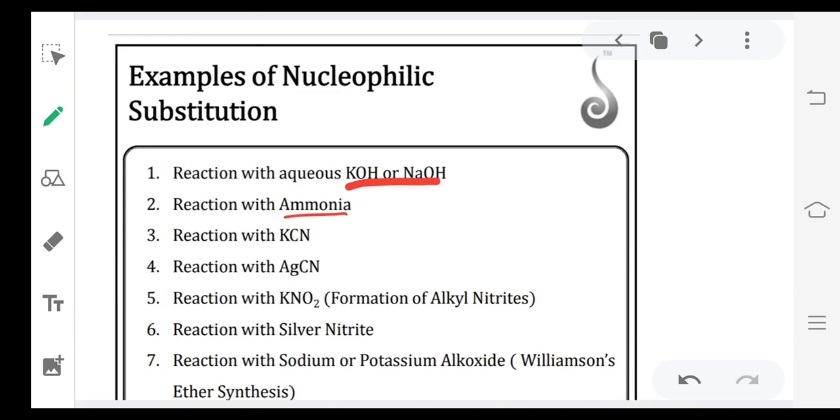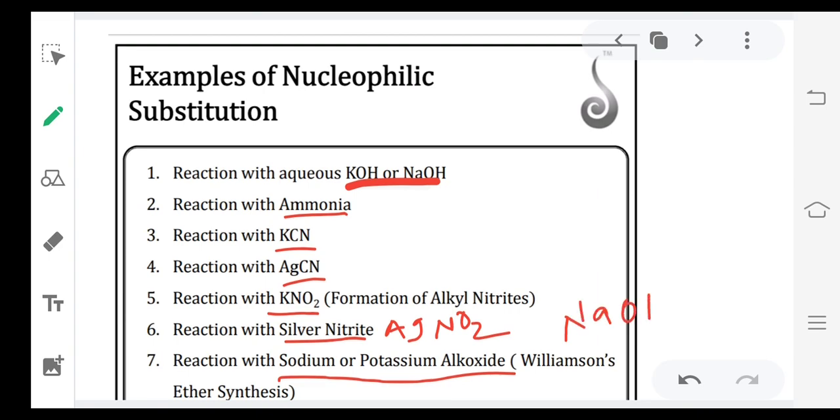Next, reaction with ammonia, reaction with KCN, reaction with AgCN, reaction with KNO2, reaction with silver nitrate, that is AgNO2, and reaction with sodium or potassium alkoxide. So this is the formula. So now we will see one by one.